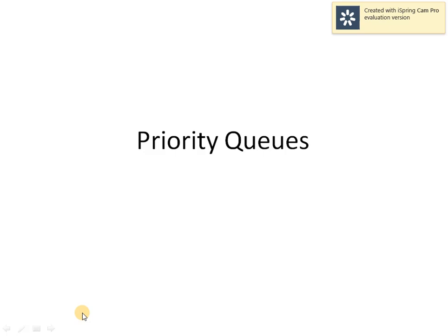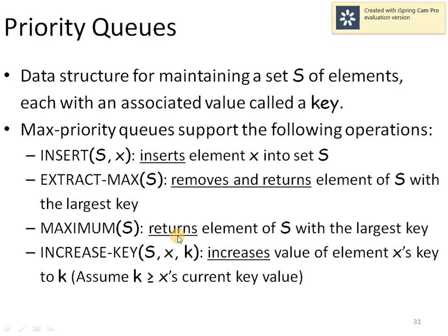In this lecture, we are going to talk about priority queues. A priority queue is a data structure which is used to maintain a set of elements, and associated with each element we will have a key value, which is nothing but the priority of that element. We are going to discuss the implementation of priority queues with the help of the heap data structure.